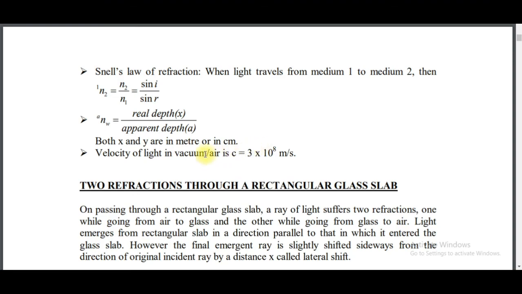And some constants we have to remember here. The first one is the velocity of light in vacuum or air. Vacuum and air are both very similar. The only difference is that in air we have air, in vacuum we don't have air. That is the difference. We call it velocity, rather than speed, because we are dealing with directions also. So the velocity is 3 into 10 raised to 8 meters per second.